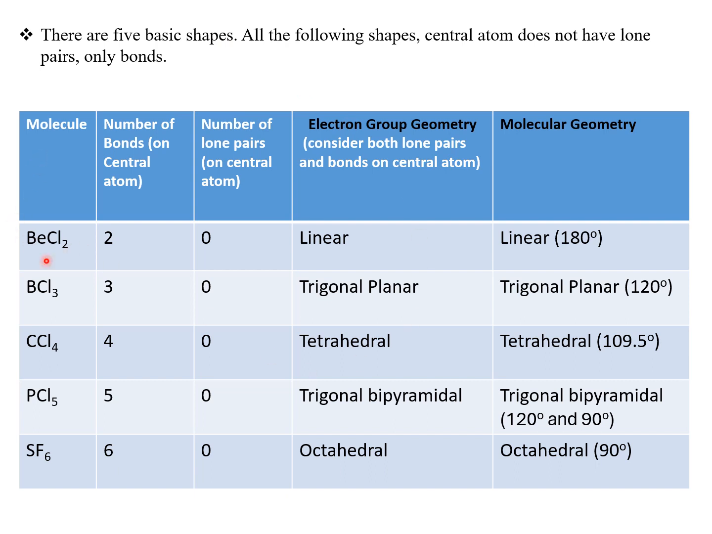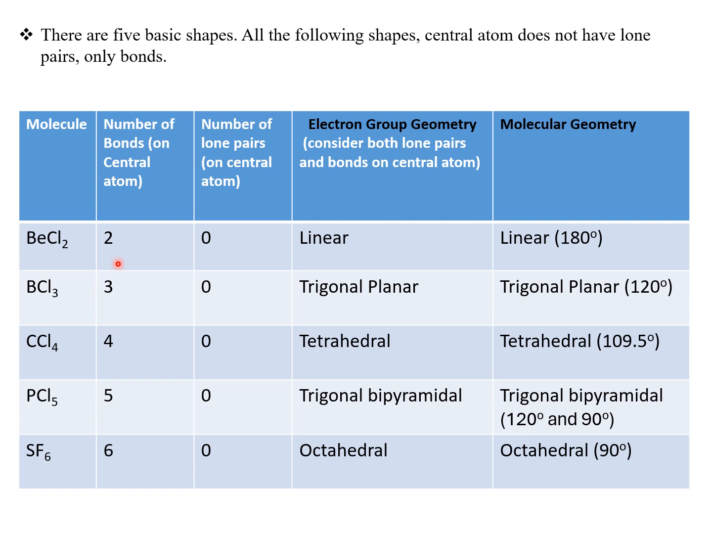Examples are given in the first column. The second column gives the number of bonds, how many bonds are attached to the central atom. The third column is how many lone pairs are on the central atom, and the fourth column is electron group geometry. Electron groups means both the lone pairs and the bonds together count as electron groups. Molecular geometry means, in VSEPR theory, the shape of the molecule. Here we consider the bonds and the lone pairs separately. So let's go through the five basic shapes.